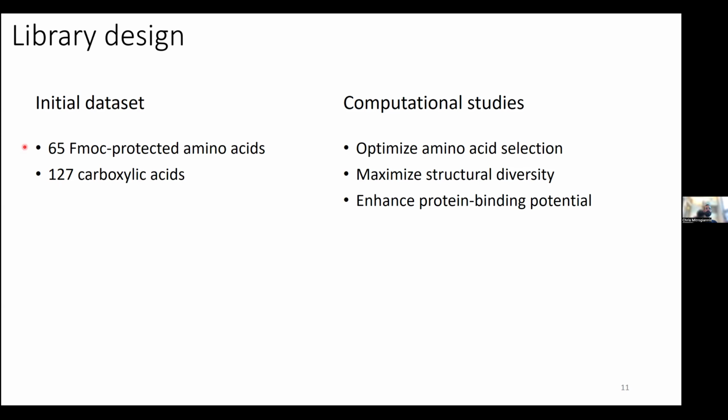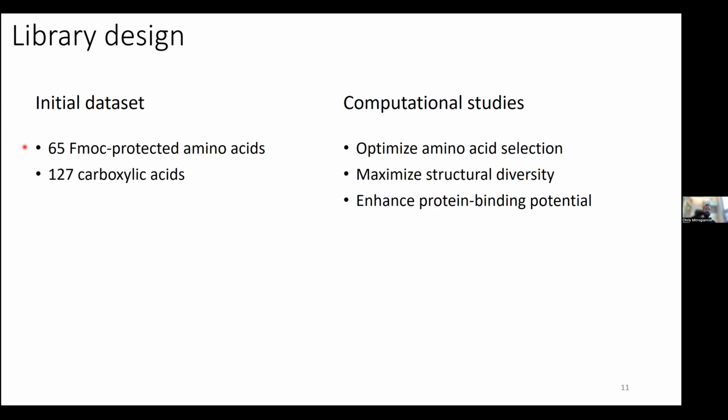And we wanted to keep the cost as low as possible. So most chemical labs have quite a few amino acids and carboxylic acids already in stock. By keeping the cost of the building blocks quite low, by using things that we already have, that was a very good starting point.